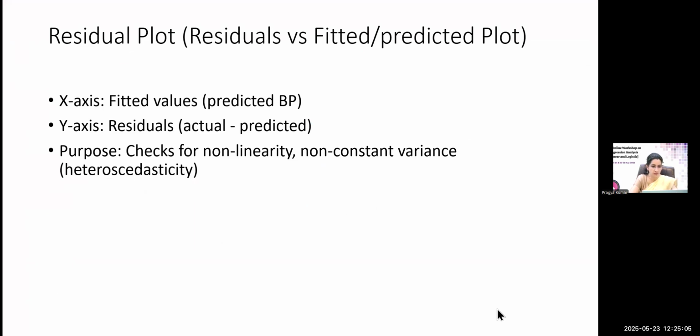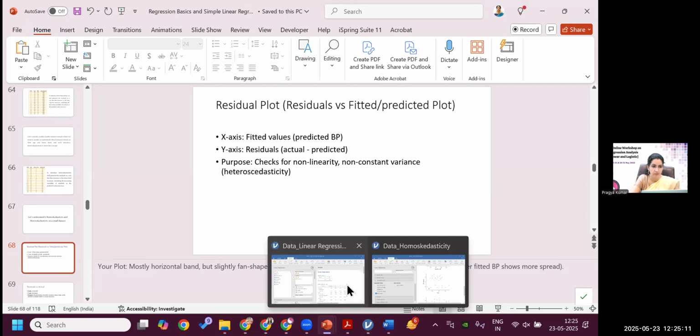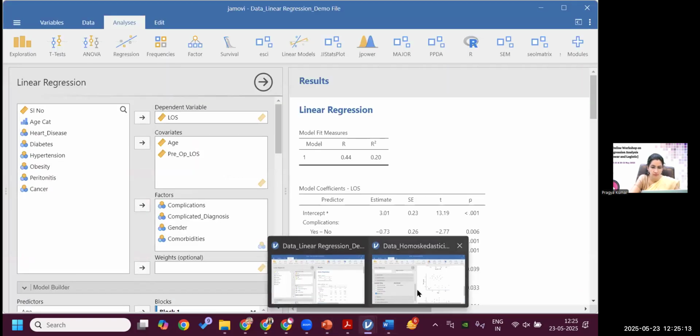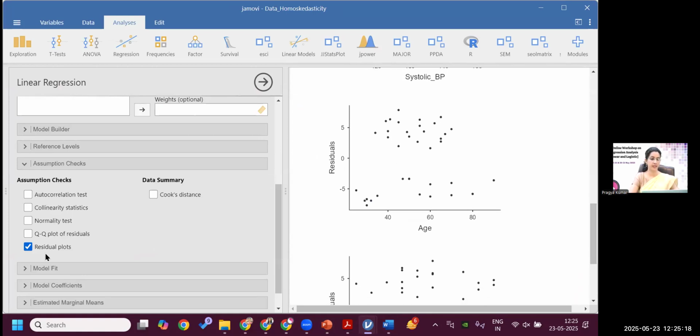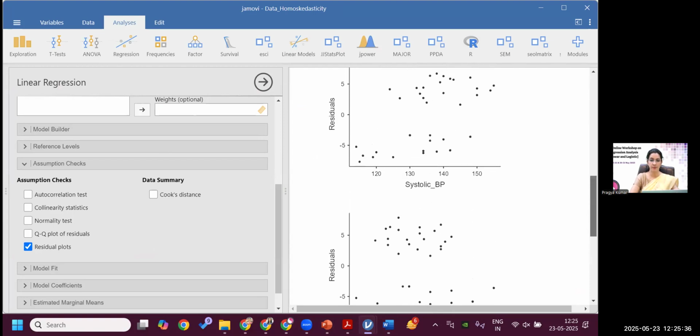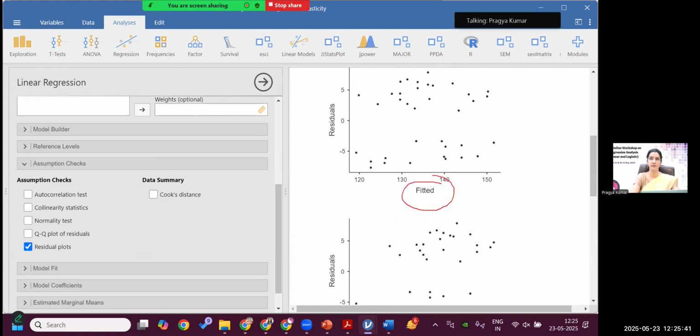Basically there are 3 types of plots. In case of a residual plot, we use it to check for the linearity assumption and also to check for the homoscedasticity assumption. So there are 3 types of residual plot. The first residual plot is between the residuals and the predicted fitted value. And what do I mean by fitted value? Fitted means the predicted value.